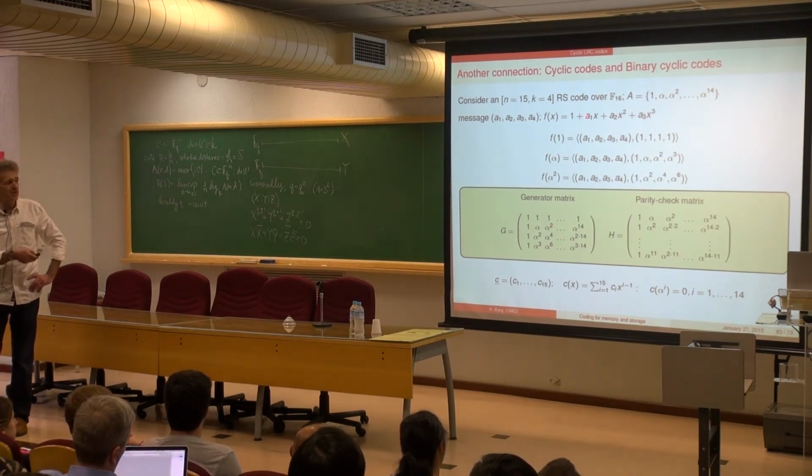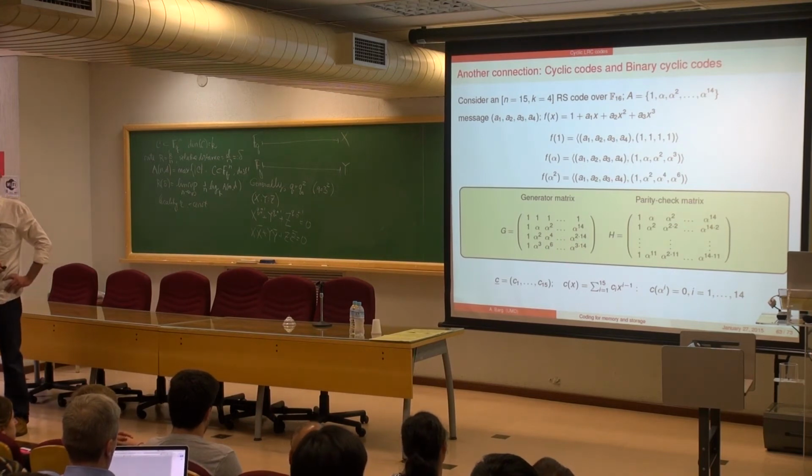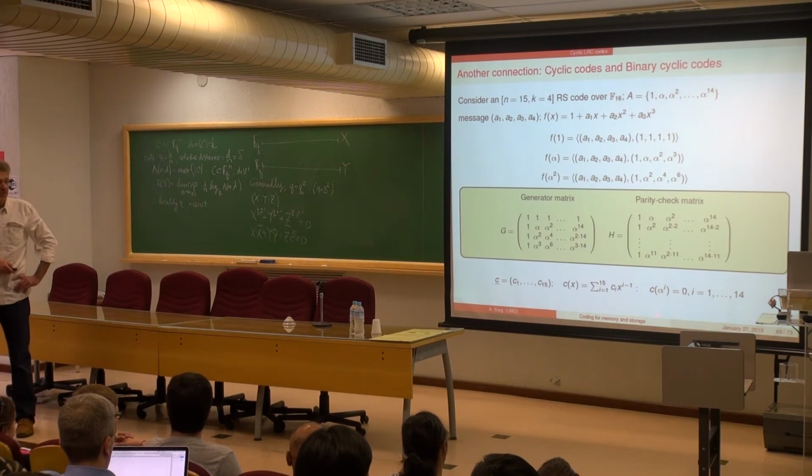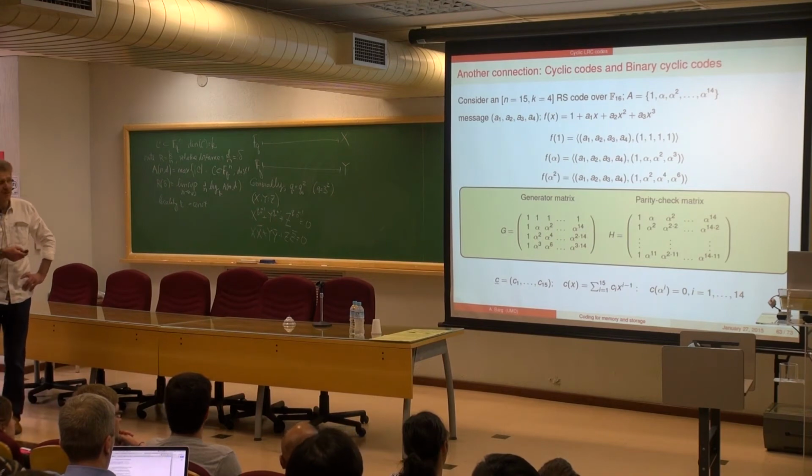So a cyclic code, this Reed-Solomon code, why is this cyclic? Well, because indeed the cyclic shift of every code word is still a code word. So this code has zeros alpha through alpha 11. So that's another representation of cyclic codes that is really attached to this Reed-Solomon picture.